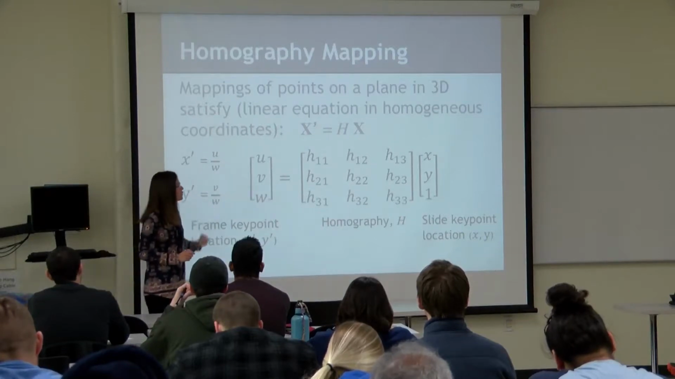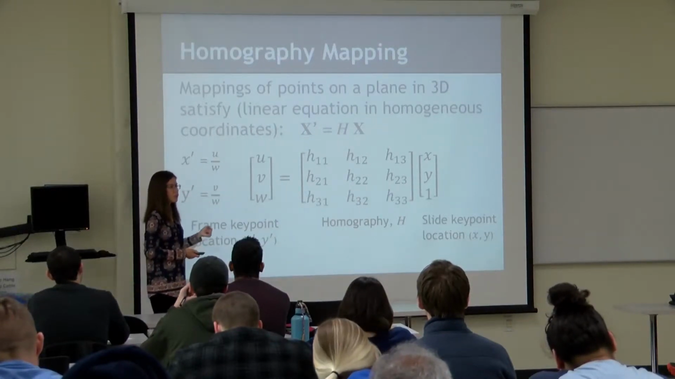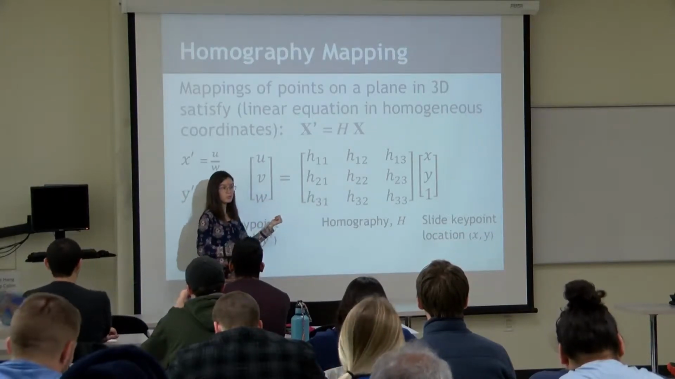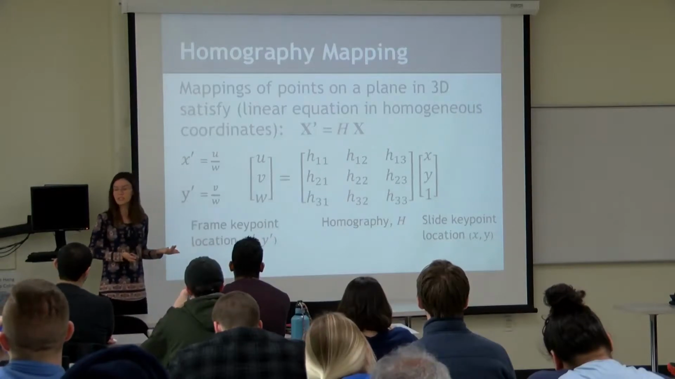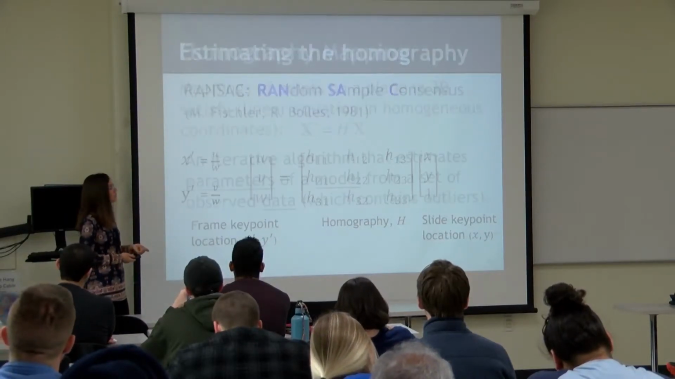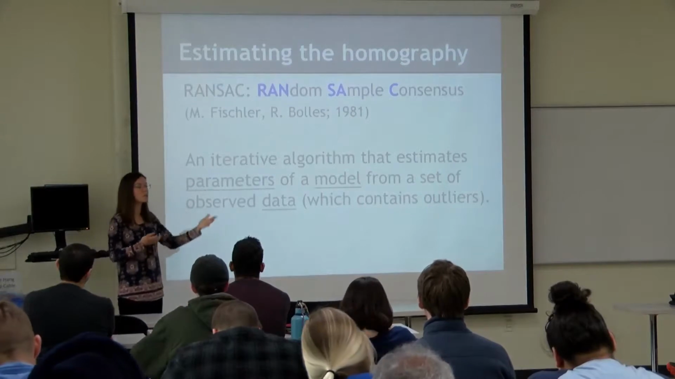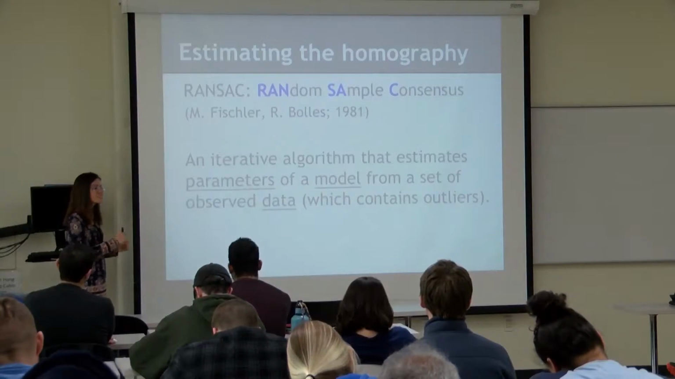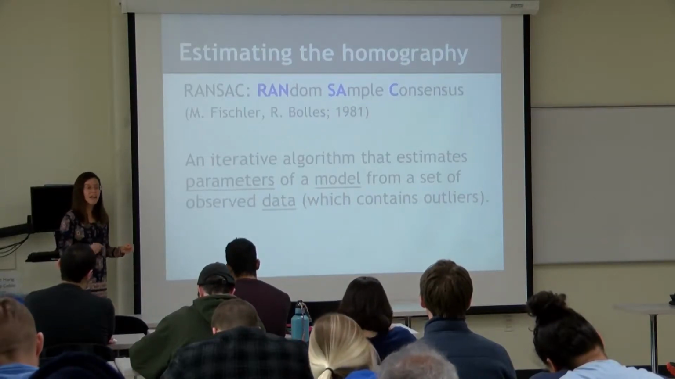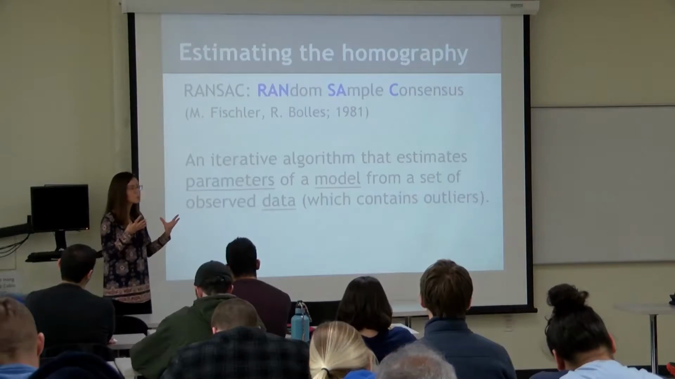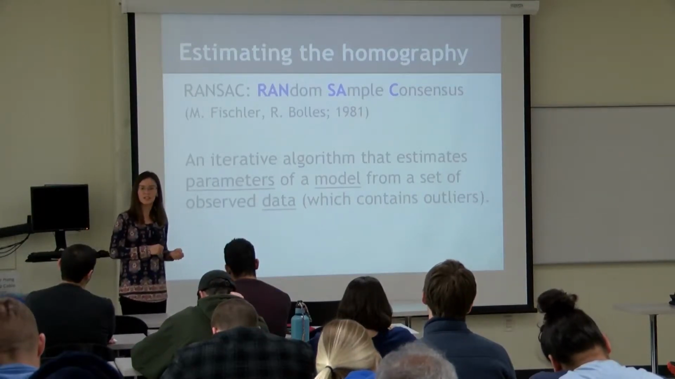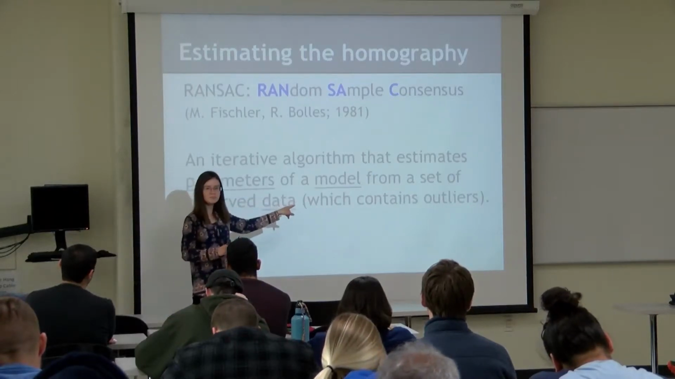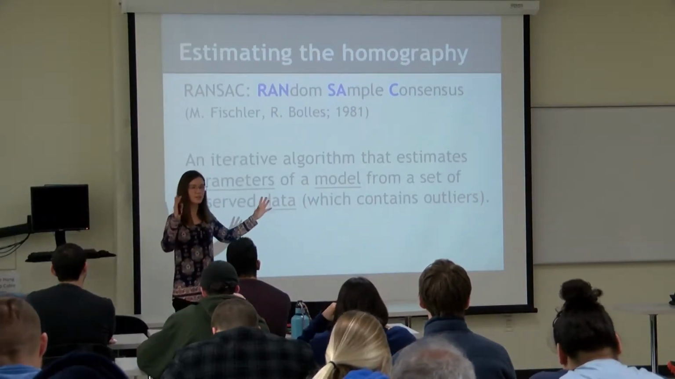So given that we are after the homography matrix, we want to find out what is this matrix that will project those points. And the way we can do it is by using a technique called RANSAC. RANSAC is random sample consensus, and it's an iterative algorithm that allows us to estimate the parameters of a model. And its hallmark is that it can do it from a data set that contains a lot of outliers. So just a quick check. What is our model? Shout out.